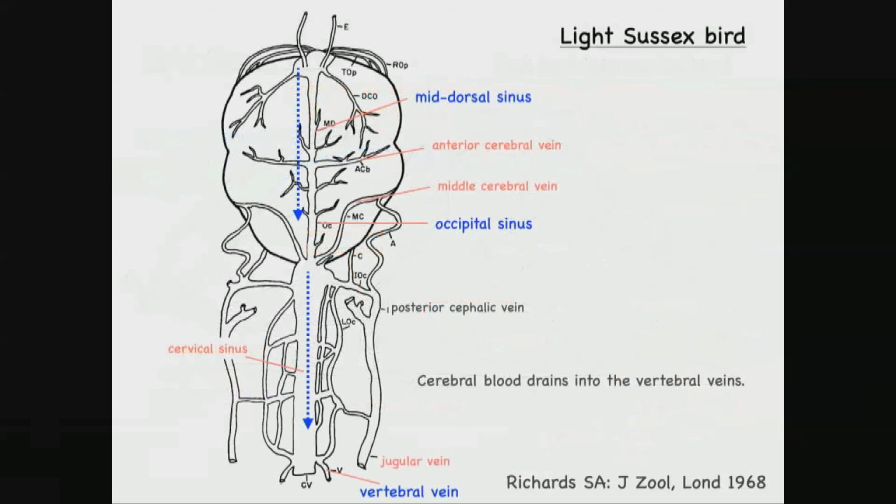This is a dorsal view of the bird. You find the mid-dorsal vein that's running to the occipital sinus and then to the vertebral veins.